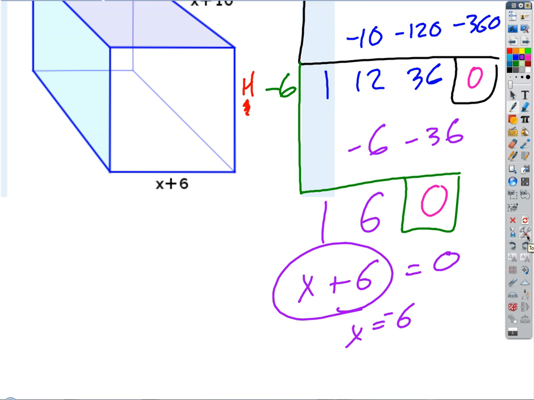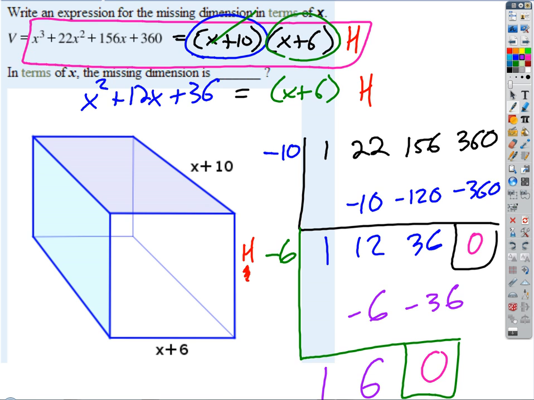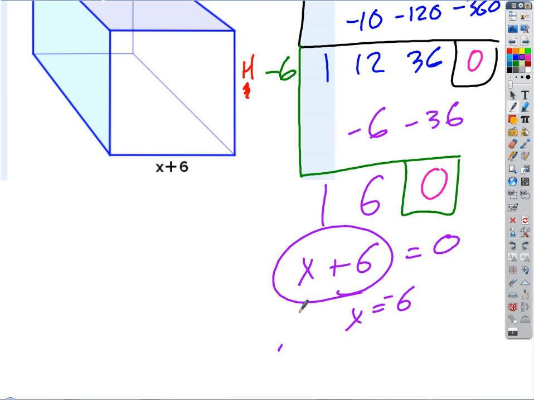Right? But that's not what it asked for, is it? It just wanted to know what's the other dimension. The missing dimension would have been this, wouldn't it? X plus 6. Okay, make sense? All right.